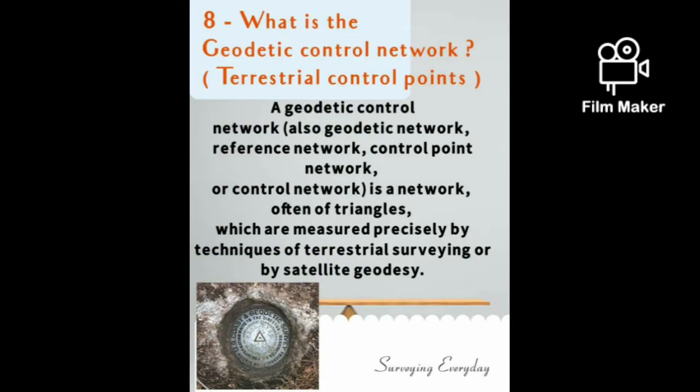8. What is the geodetic control network? Terrestrial control points. A geodetic control network, also geodetic network, reference network, control point network, or control network, is a network often of triangles, which are measured precisely by techniques of terrestrial surveying, or by satellite geodesy.